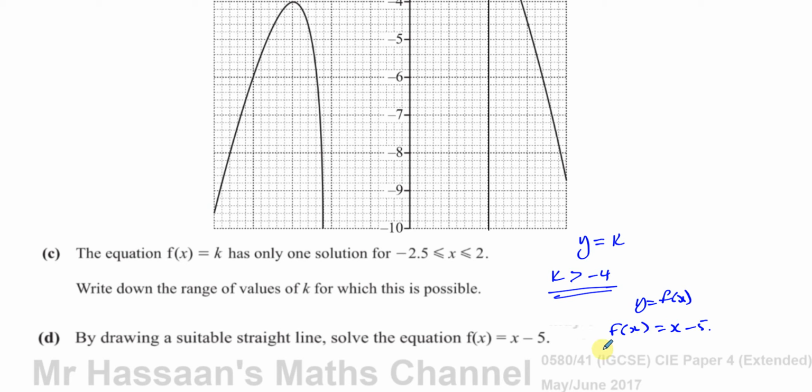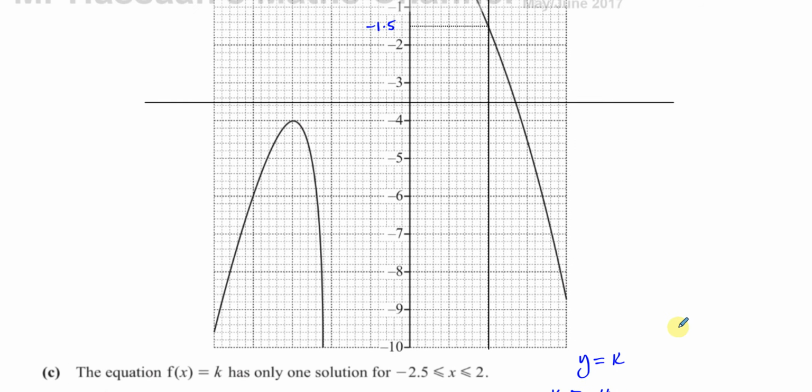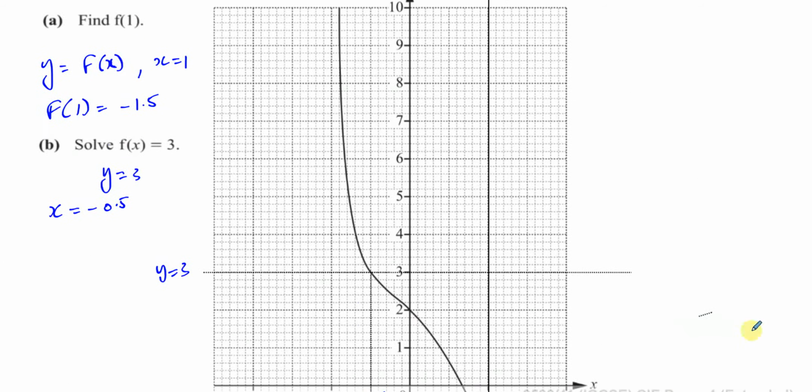So this is what's drawn, and on this side, that's exactly what's up there. So we should draw the line y equals x minus 5, and the places where y equals x minus 5 intersects with this curve will be the solutions to the equation f of x equals x minus 5. So how do we draw the line y equals x minus 5?